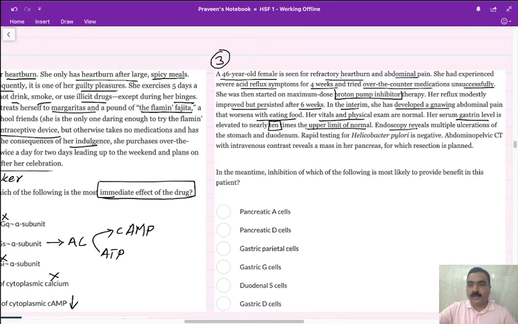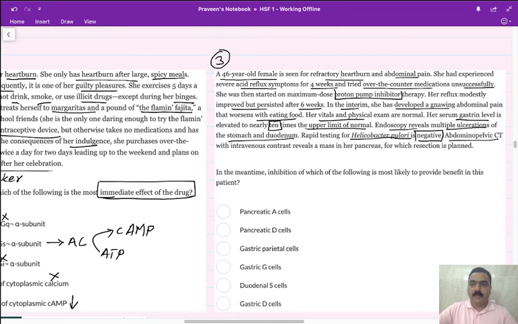The endoscopy reveals multiple ulceration in the stomach and duodenum. And the rapid test for H. pylori, the Helicobacter pylori, is negative. That means this is not caused by H. pylori. So it is purely the increased gastrin that is the problem.